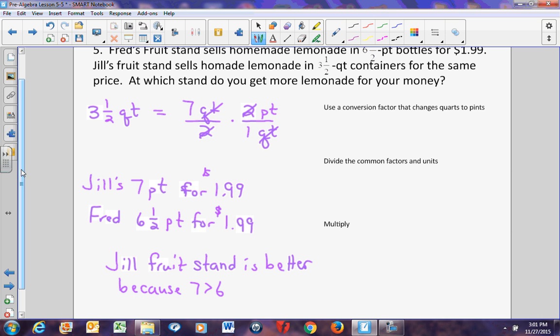And 7 is greater than 6.5. You get more juice for your dollar at Jill's fruit stand.